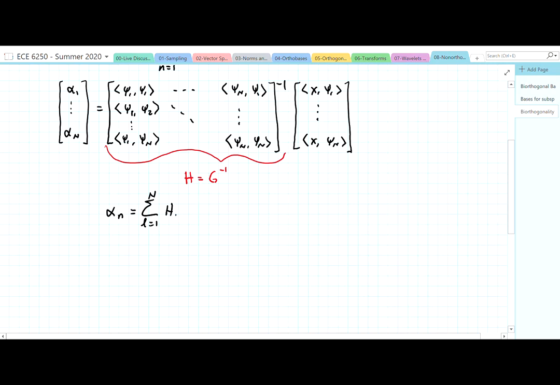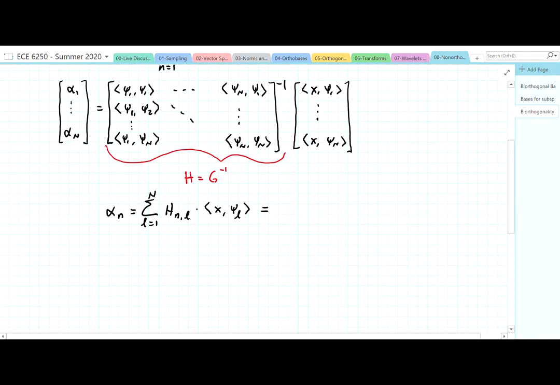So H, going over the nth row, and l is indexing each column in that row, and then we multiply that by x with the inner product with psi l. Those form the column elements of our B vector on the right. So just another way of writing it.